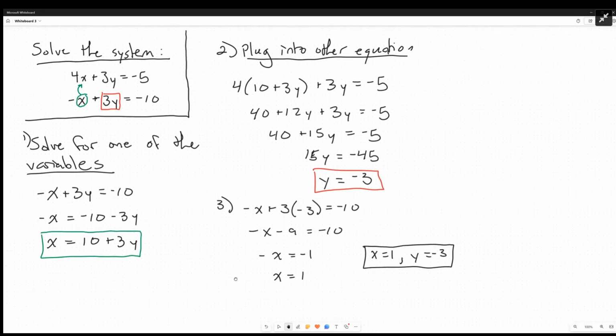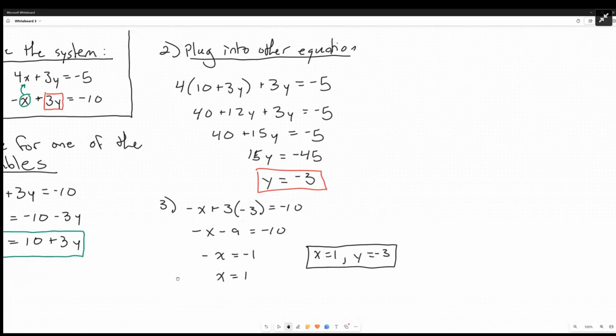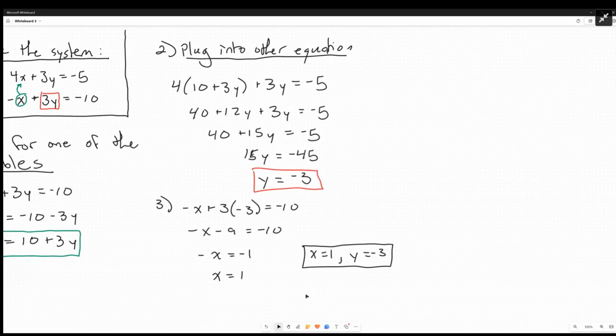Now, I do want to show a second method that might even be a little bit faster. This method will always work, but in this case, we have a nice system here. So let's keep it at the edge of the screen there. Another way that we could do this is to subtract one equation from the other. So a whole other method.